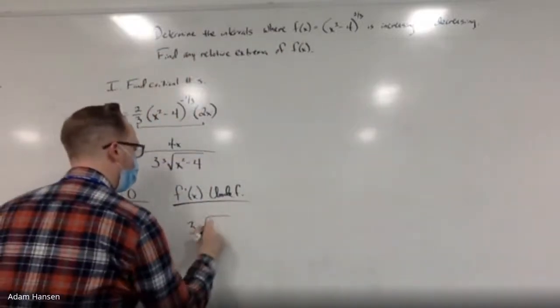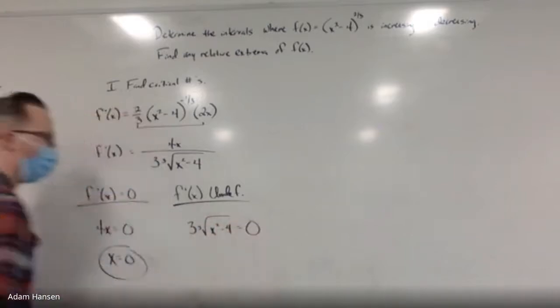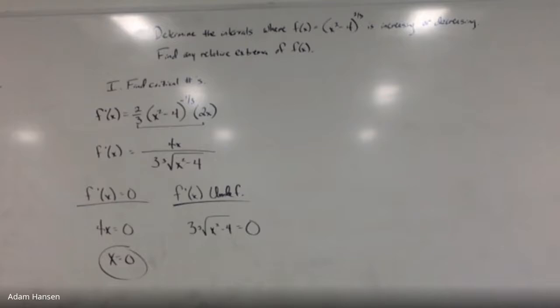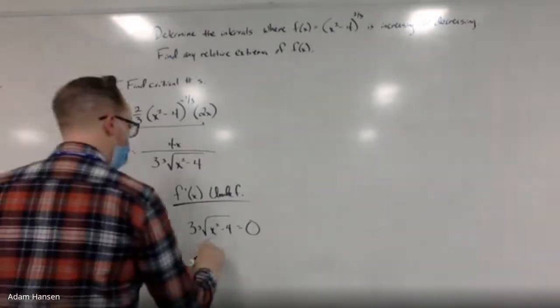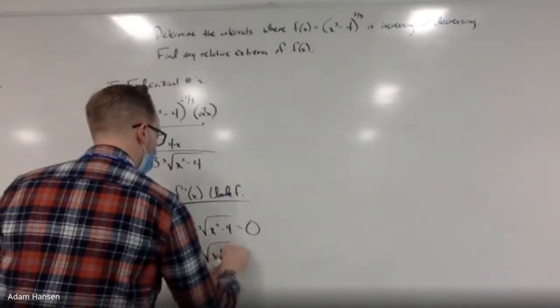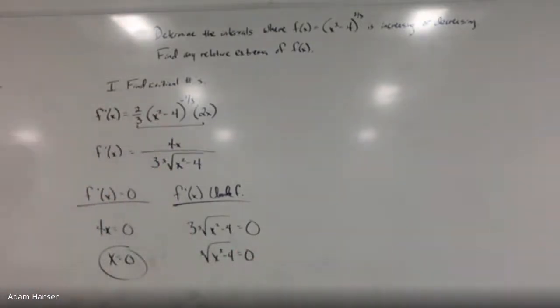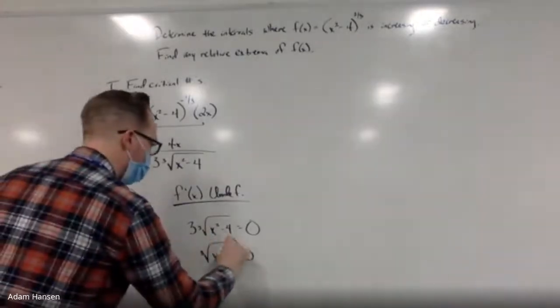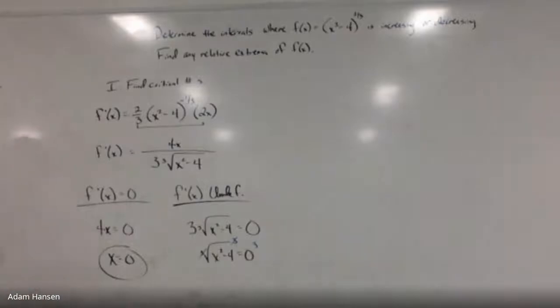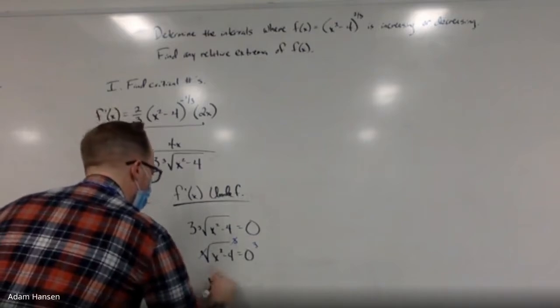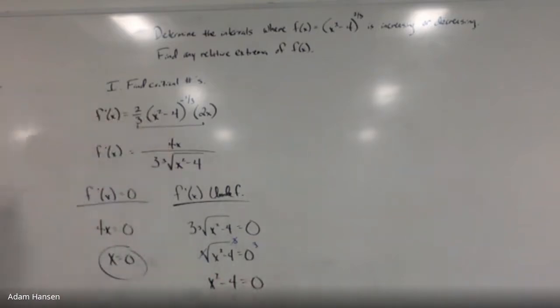3 cube root of x squared minus 4 equals 0. Divide by 3. How do I get rid of a cube root? Cube both sides. Cube and cube root cancel themselves out. That should leave me x squared minus 4 equal to 0. Any guesses where that's going to happen?